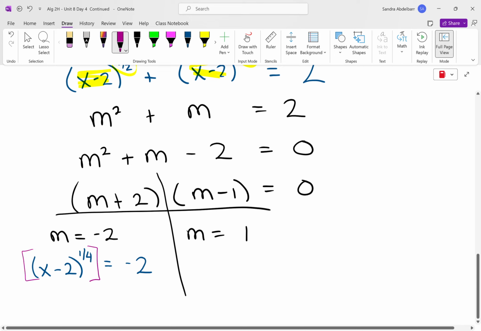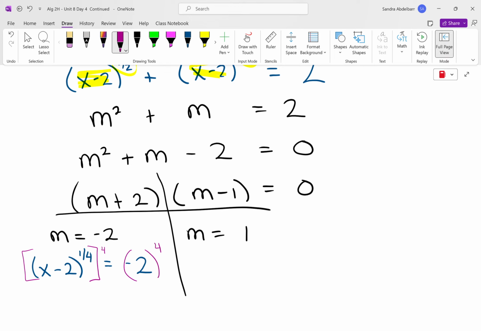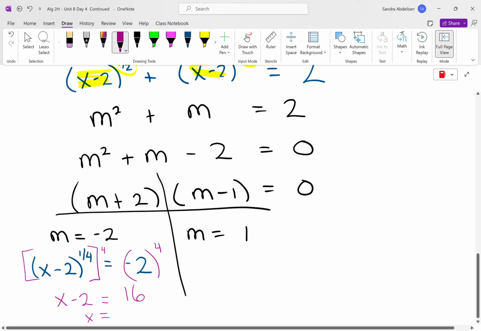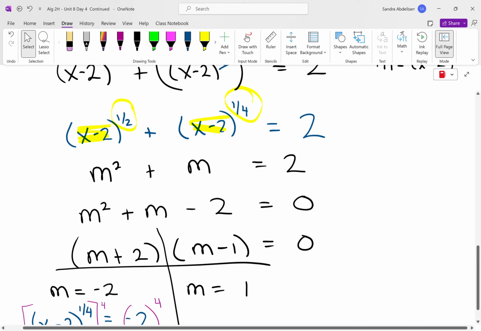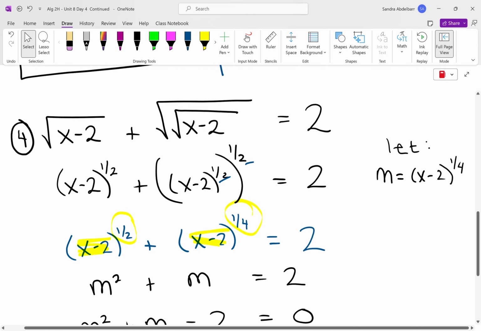Let's say you went through and said, okay, now I need to solve for x, so I'm going to raise both sides to the 4th power. We're going to get x minus 2 is equal to 16. X will equal 18. But because this was originally a radical equation, basically any equation that has radicals in it, you have to check your solutions.